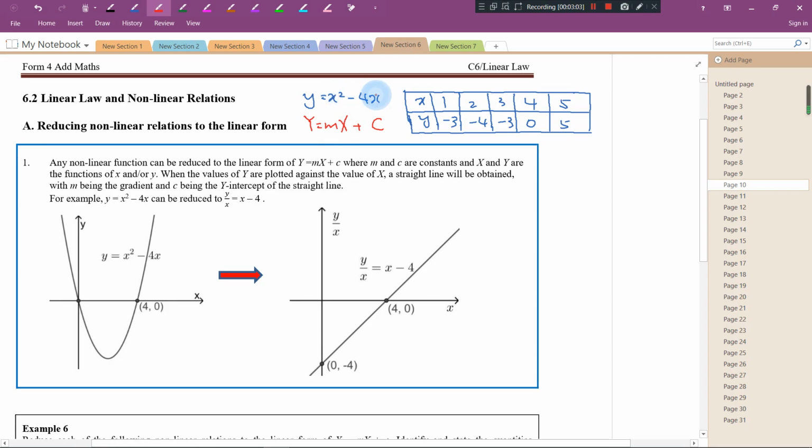Now, you will notice that both terms here have an x variable. We don't want this form. We want to change one of them to become a constant. So how do we do that? Let's see. I divide the whole equation by x. If I divide this whole equation by x, what will happen?